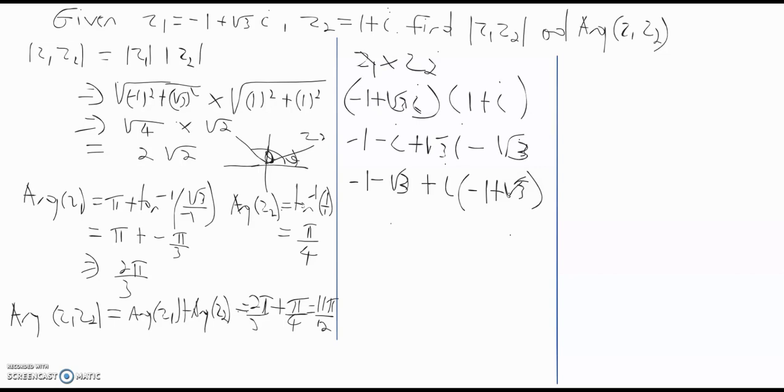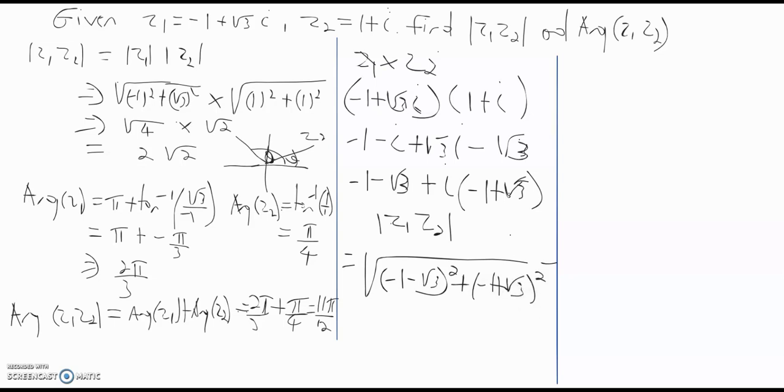Now, what we want here is the modulus of this. So the modulus of z1 z2 would imply the square root of the real part squared, so negative 1 minus root 3 squared, plus the imaginary part squared, which is negative 1 plus root 3 squared. Good. Now notice that these are perfect squares. So this is going to break down to give me, I square the first term, I multiply the first term by the second term by 2, and I square the last term.